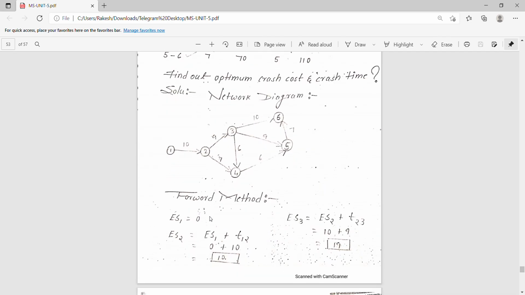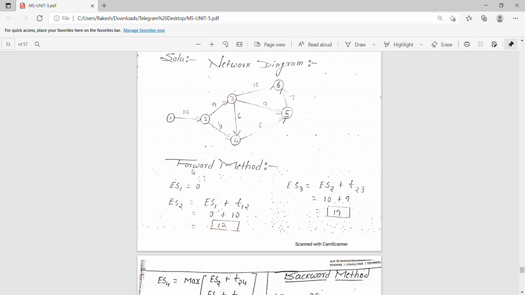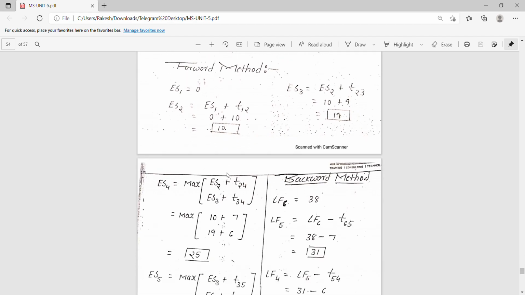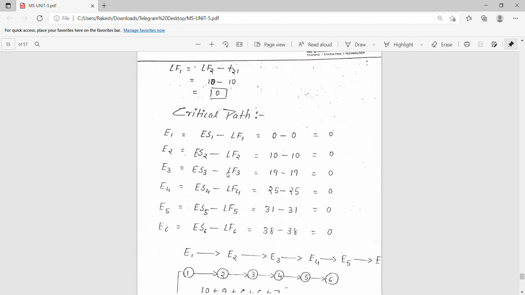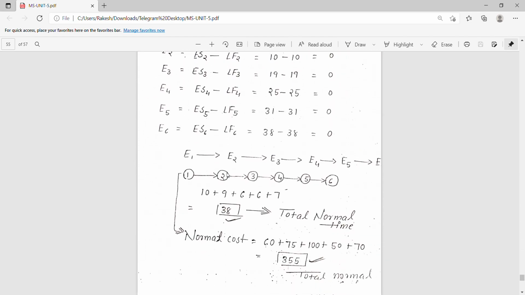Next, to find the crash cost and crash time, we first have to find the critical path. To find the critical path, you can see my other video using forward and backward analysis. These are explained in my previous video. After this you will get the critical path, that is e1 e2 e3 e4 e5 e6, meaning 1 to 2, 2 to 3, 3 to 4, 4 to 5, 5 to 6, and these times are added, and we get 38. It is the total normal time.